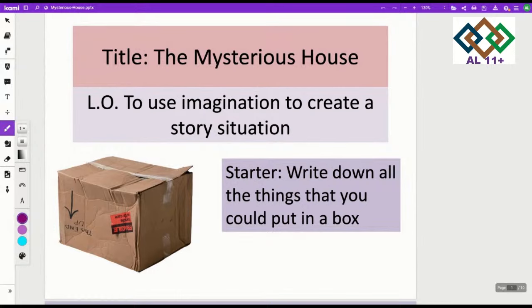A ghost, yeah. So you have to think about it. Write down all the things that you could put in a box. So you're imagining the story situation, thinking about the story and you're going to add some things. This box is basically like your brain. So what would you put in the box? Think about it now and then let me know what you'll do.